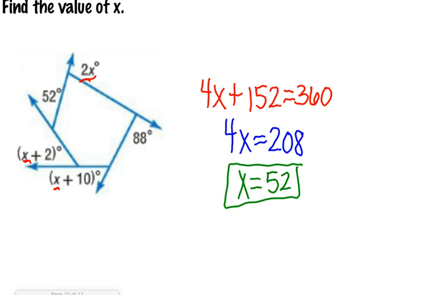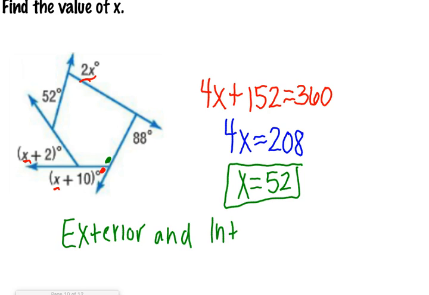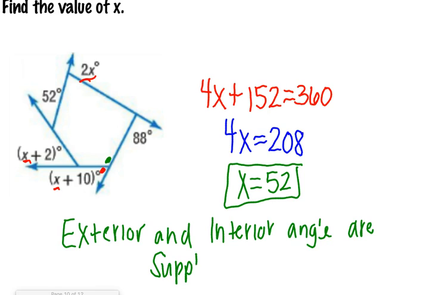Just for fun, let's look here for a second. Notice this exterior angle there and this interior angle right here. What do you guys know about those two angles? They equal 180. Will you write that down? An exterior and interior angle are supplementary or add to 180. That will help us out in just a second.